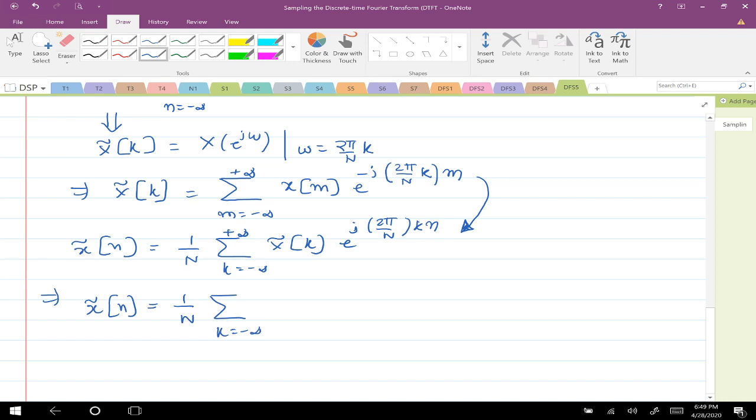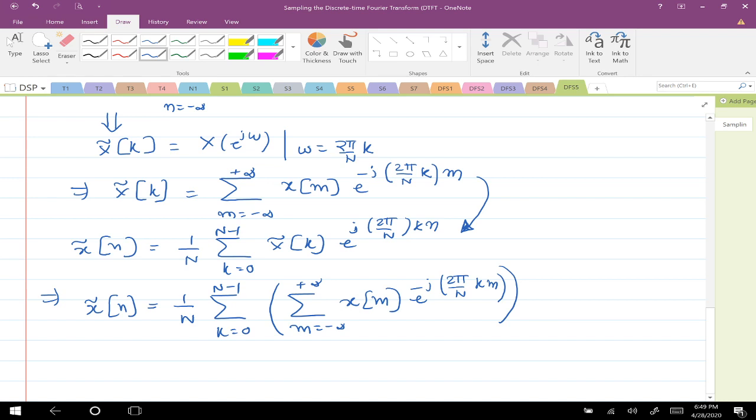So that would give us x tilde of n equal to 1 by N times the sum over k varying from minus infinity to plus infinity. Wait a minute, I made a mistake. K varying from 0 to N minus 1 here. That was a mistake. This is a periodic signal, you do it for N minus 1. So here also let me correct that. This is varying from 0 to N minus 1, and in that X tilde of k, let me substitute m varying from minus infinity to plus infinity, x of m times e^(-j times 2π by capital N times km), that is my X tilde of k.